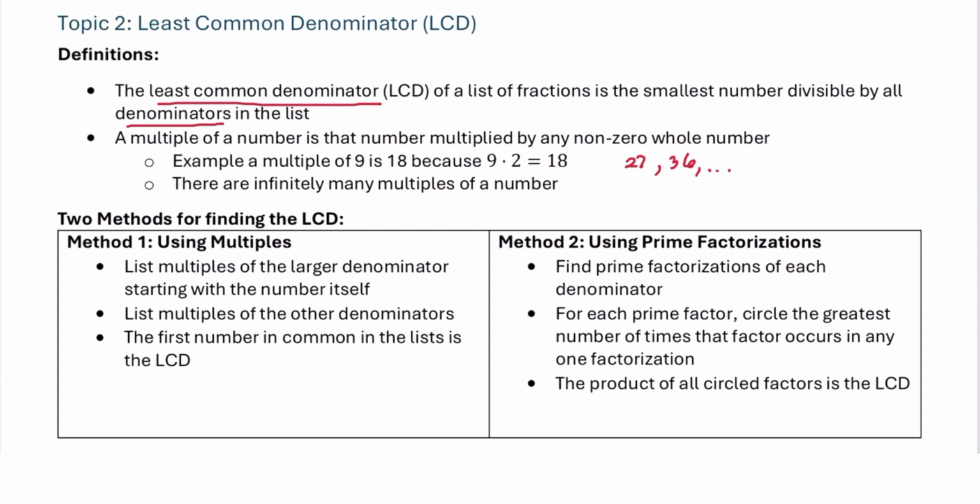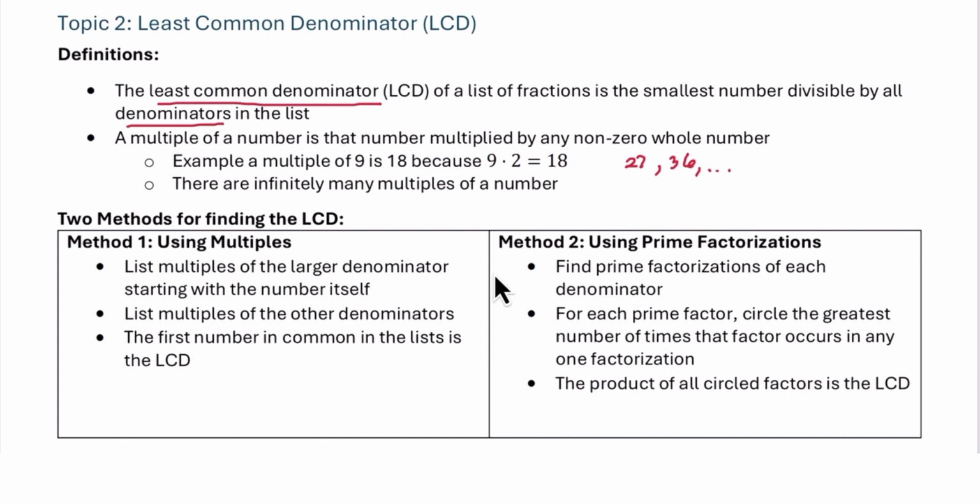Then there are two different ways to find the LCD of a number. Method 1 is using multiples. This is my personal preferred method. We list multiples of the larger denominator starting with that number itself. Then we list multiples of the other denominators. The first number in common is the LCD.